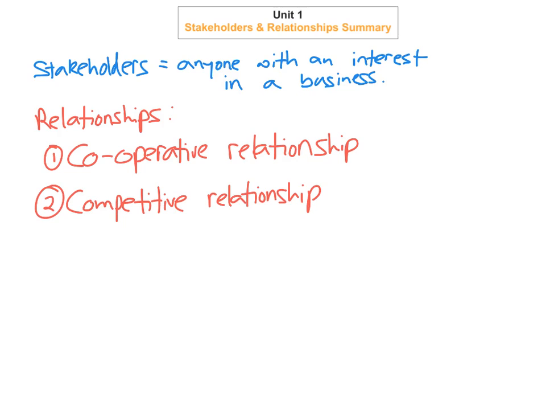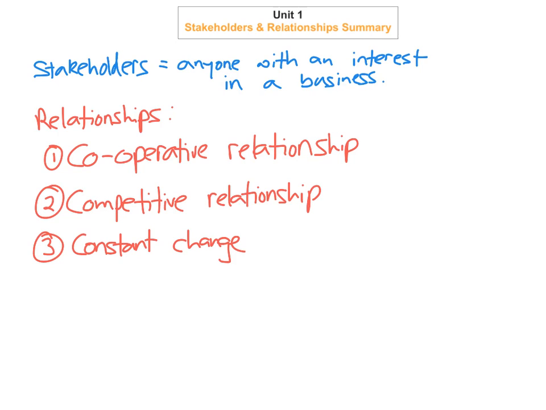And the third factor in relationships is constant change. Because the world is constantly changing, this makes it more difficult for businesses, because businesses are constantly changing, they have to constantly change themselves in order to be able to survive as a business.